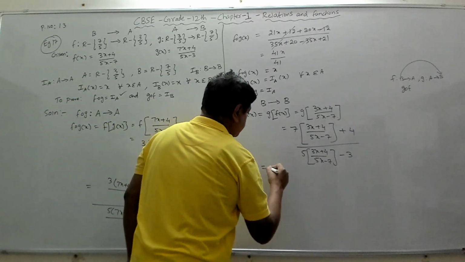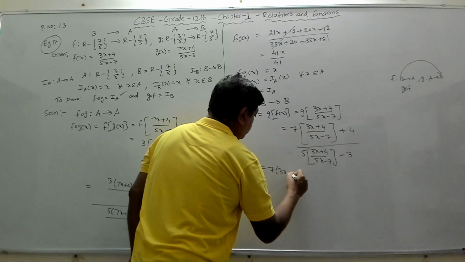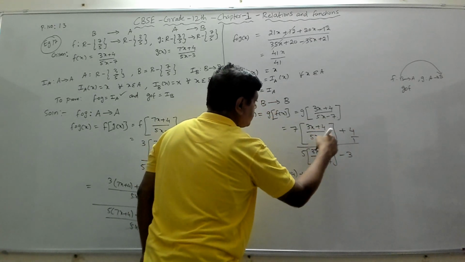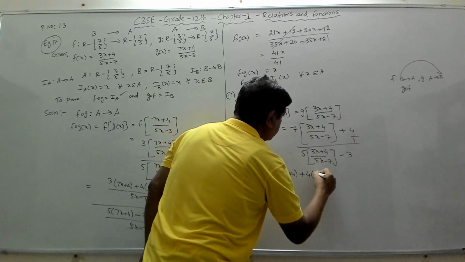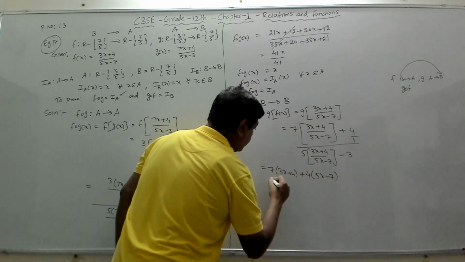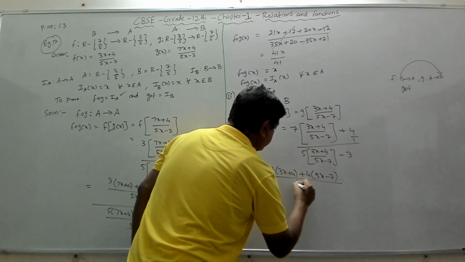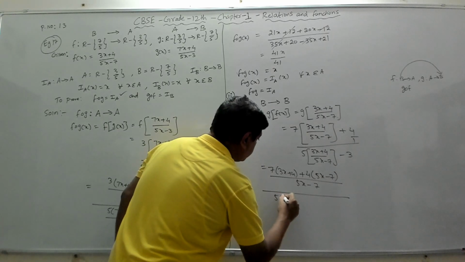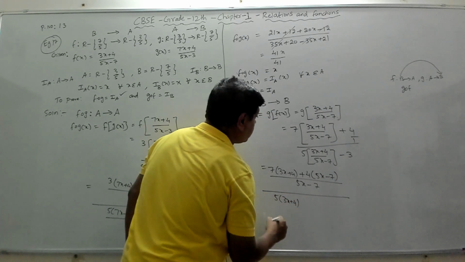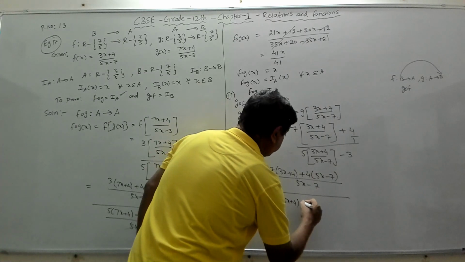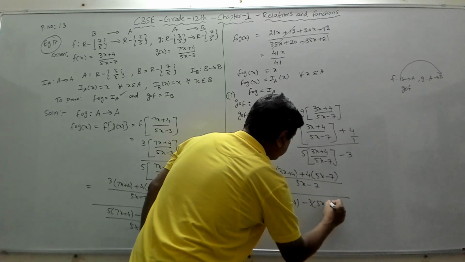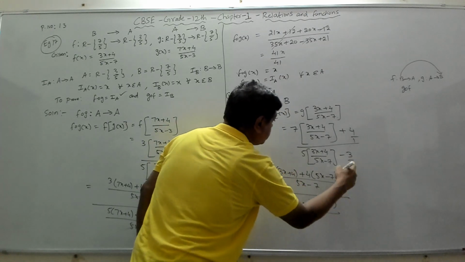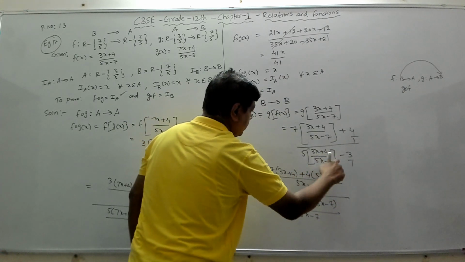We get 7 times (3x + 4) / (5x - 7) plus 4 into this. Right? This into this plus this into this. I am doing normal fraction addition. All divided by this denominator, that is 5 into (3x + 4) / (5x - 7), minus 3 into (5x - 7) / (5x - 7). So 3 means 3 by 1. This into this minus this into this, by this into this.